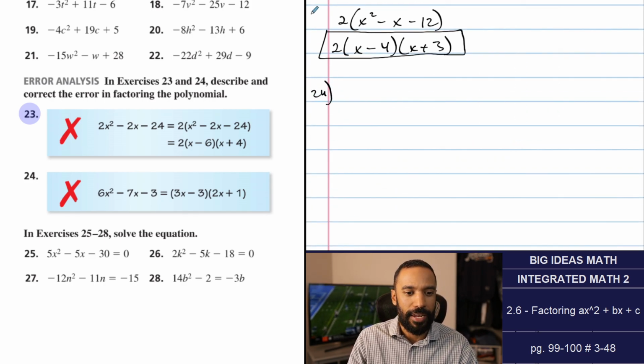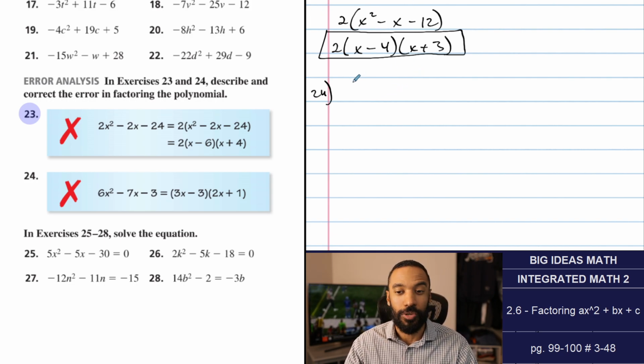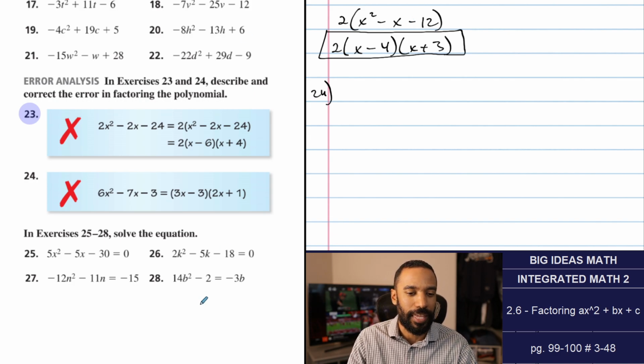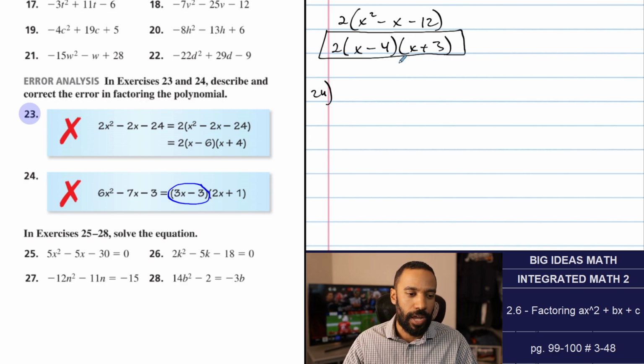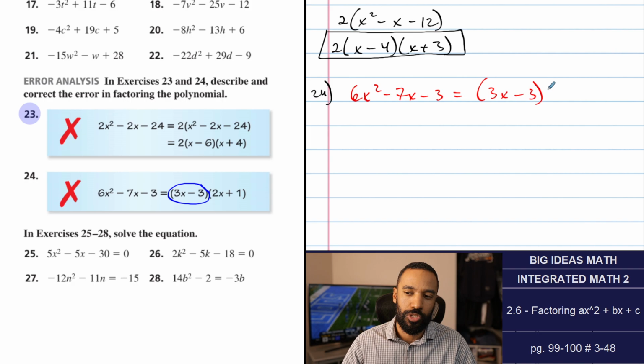Number 24. 6x squared minus 7x minus 3. Okay, they didn't do the error that I was bringing up, but let's take a look at what they had here. Now, before I identify what their error is, let me bring up this once again, because I've talked about it, but I don't know if it's come to fruition. In fact, I'm going to write it on my page. So I'll write it in red to make sure you don't copy it down. 6x squared minus 7x minus 3 equals 3x minus 3 times 2x plus 1.